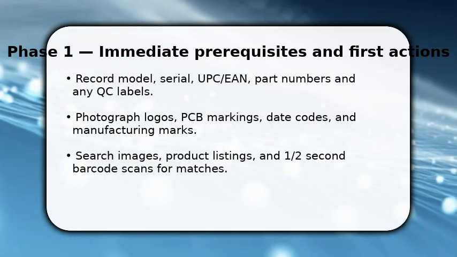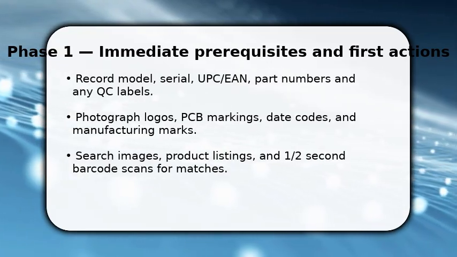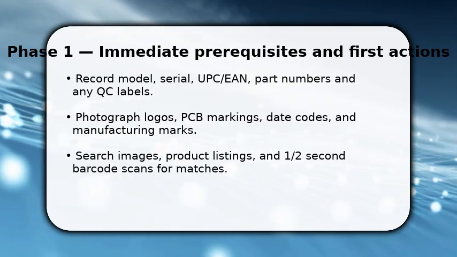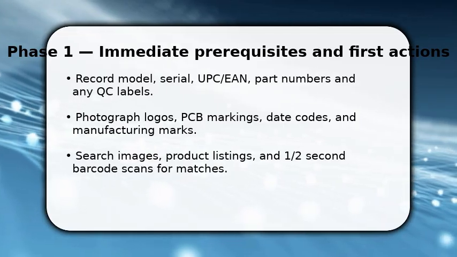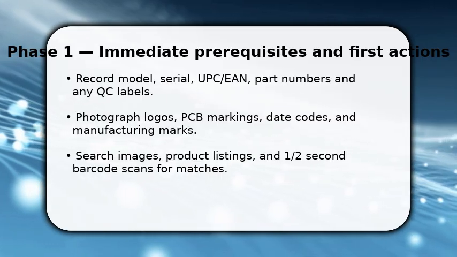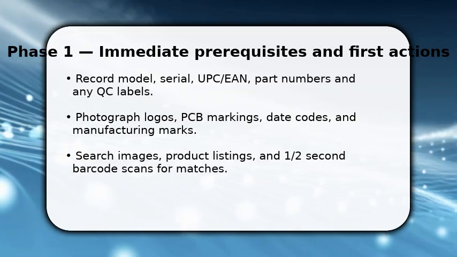You begin with concrete identifiers: model, serial, UPC/EAN, and any part numbers. Photograph logos, and PCB or label markings. Once done, use image search and barcode scanning apps to find matching listings and supplier names. These reveal seller metadata. Make sure to jot down date codes and revision numbers. They narrow the factory and production run.